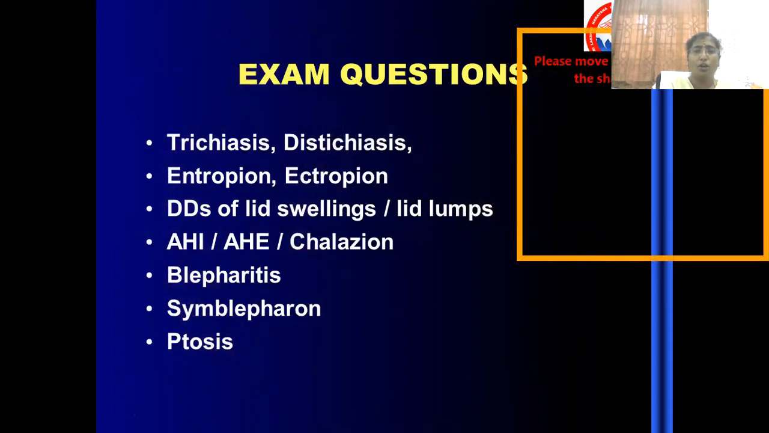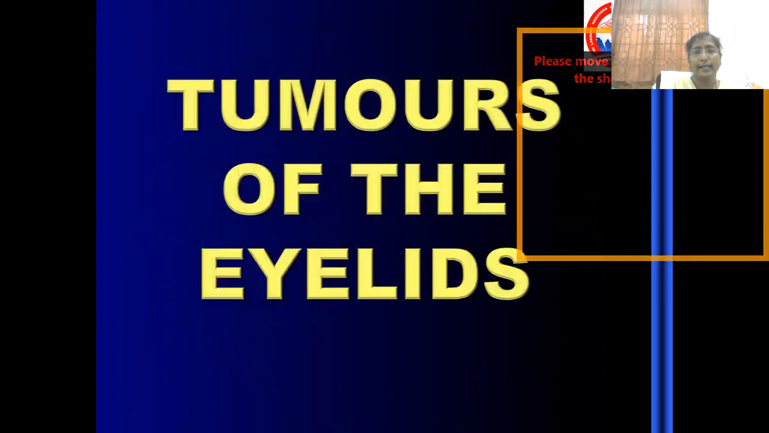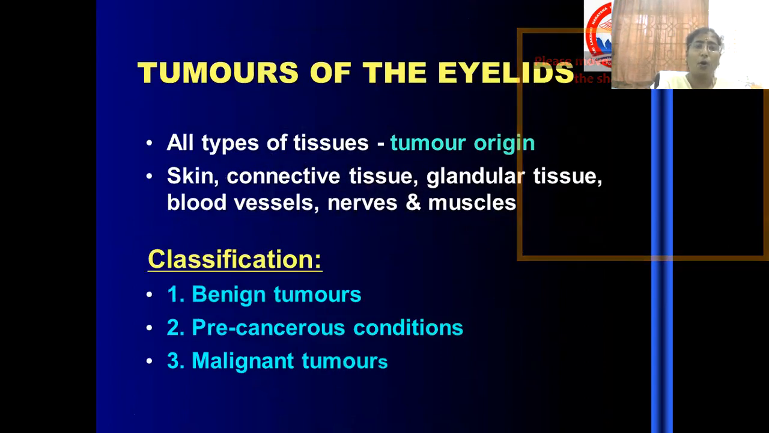So coming to what exam questions you can get: chalazion, distichiasis, ectropion, eyelid swellings, and lagophthalmos, blepharitis, syndrome. The next important topic is tumors of the eyelids. All types of tissues are present, which include skin, connective tissue, glandular tissue, blood vessels, nerves, and muscles.